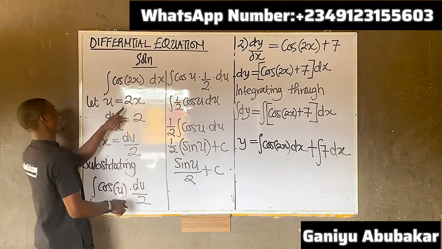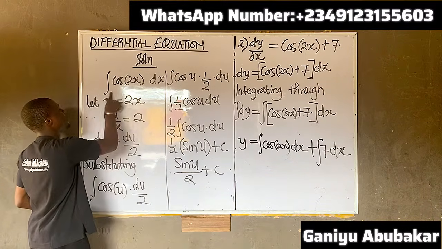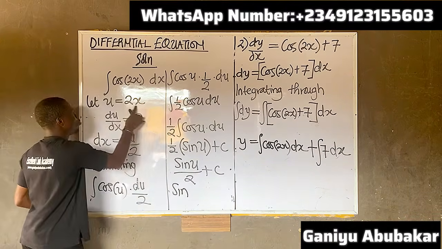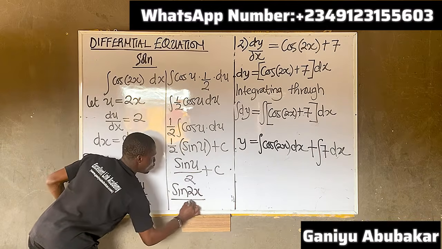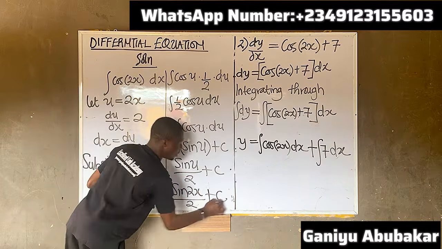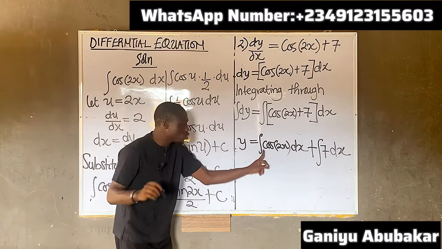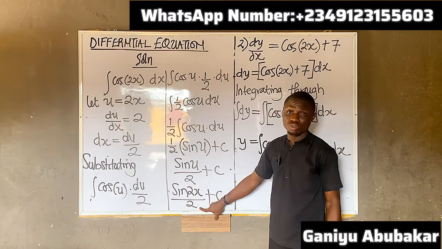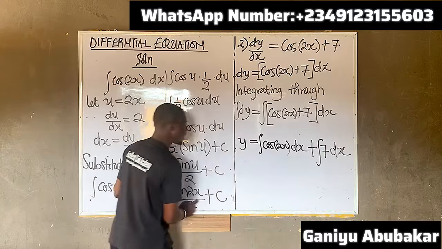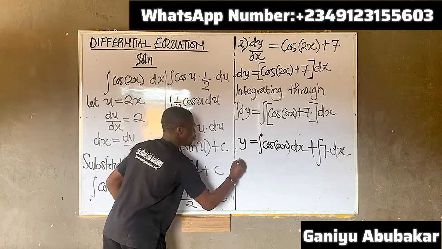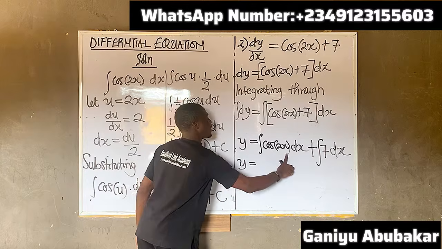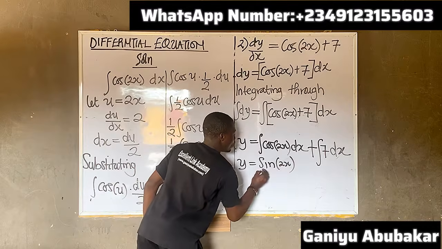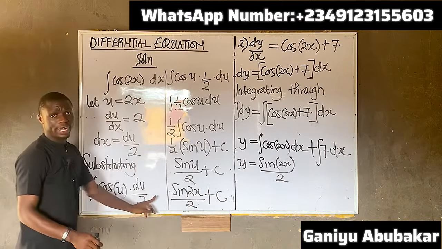Now, what's u? u is 2x. So my final answer, if I integrate this, becomes sine of 2x, so sine 2x over 2 plus c. So integrating cos 2x, my answer is sine 2x over 2. I'll plug this answer inside this place. That gives you y equal to, if I integrate cos 2x with respect to x, sine 2x over 2 as shown here.